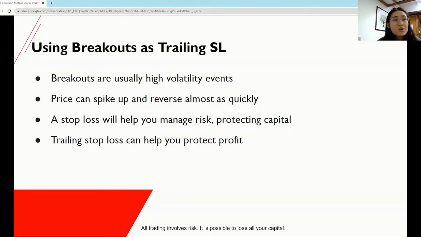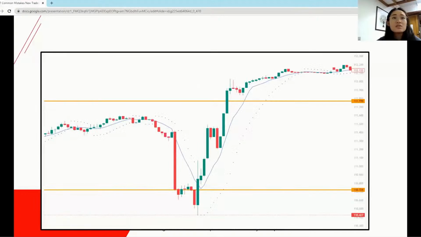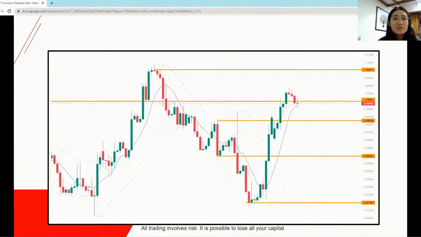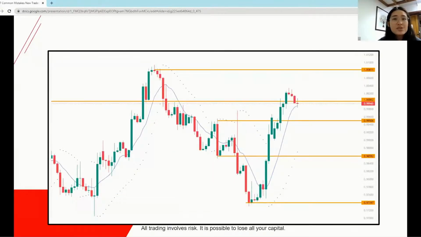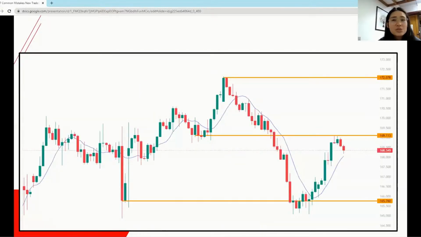Using breakouts as trailing stop loss. Breakouts are usually high volatility events, and price can spike up and reverse almost as quickly. So stop loss can help you manage risk and protect capital, and the trailing stop loss can help you protect your profit. Here we have the parabolic SAR in combination with support and resistance levels, showing how you can combine these to identify breakouts. I'm just going to go through this pretty quickly.